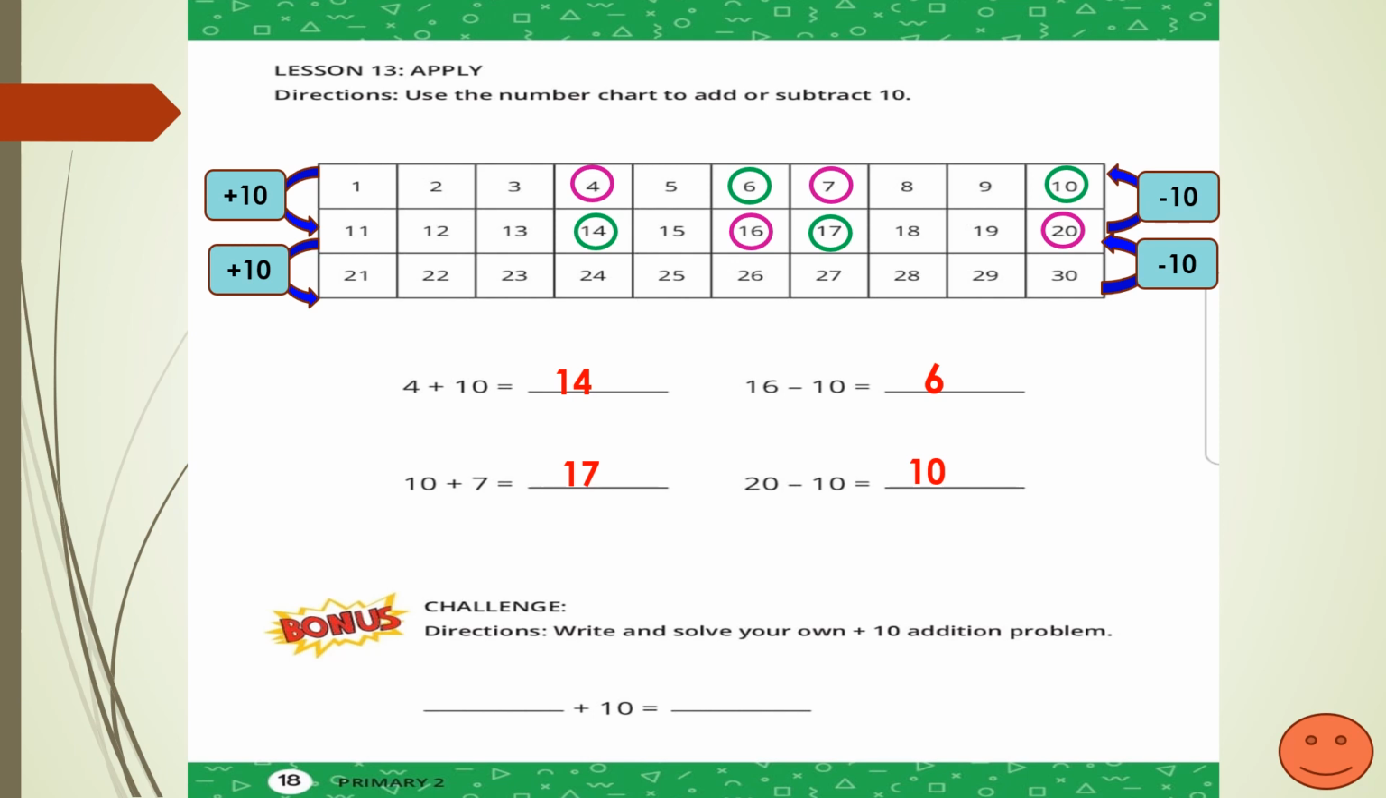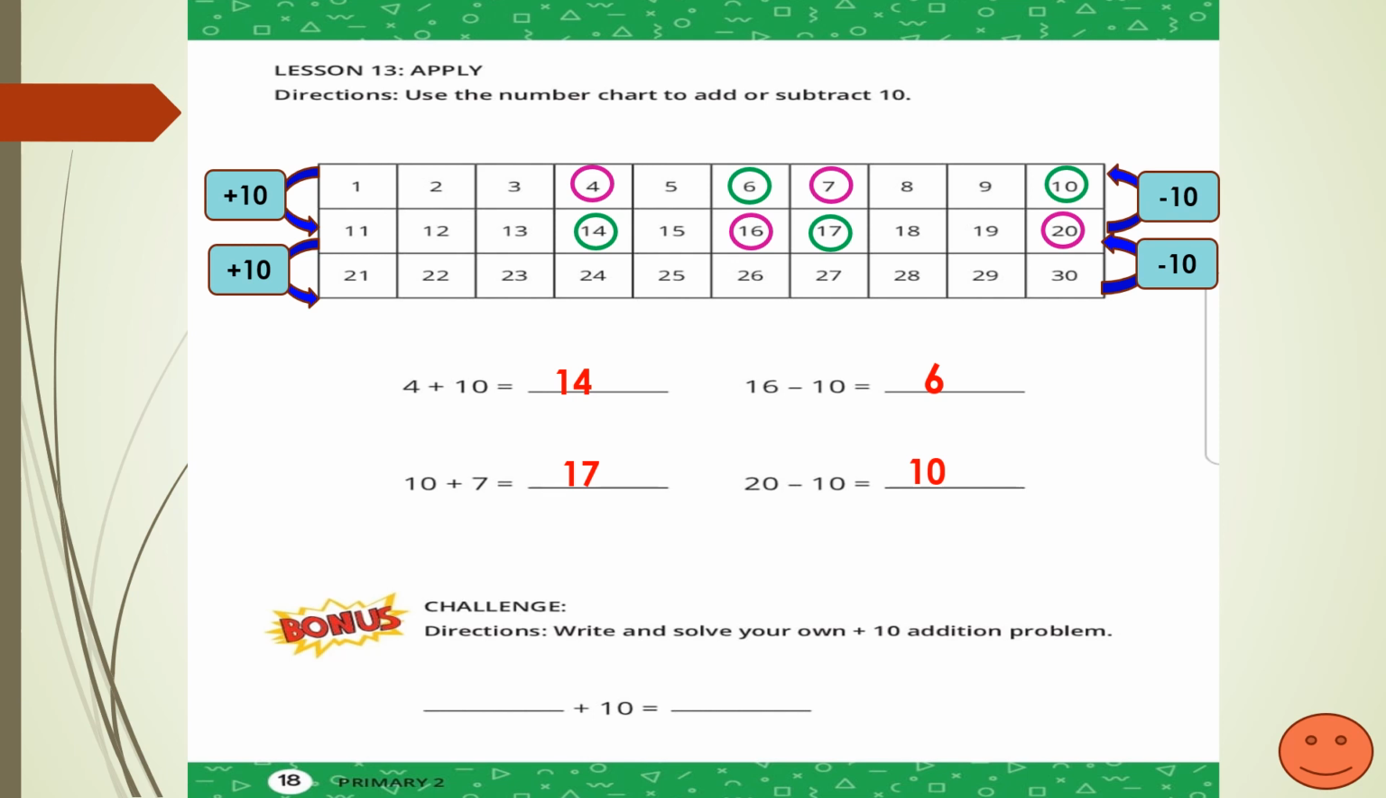Now, if I don't have the number chart and I want to solve the following problems using the adding or subtracting 10 strategy, let's assume I don't have the number chart, okay, and I want to solve them. 4 plus 10. First, you have to write the ones place as it is. 4 will be 4. And look at the tens place and add 1. The tens place here is 0. 0 plus 1 equals 1. Okay?